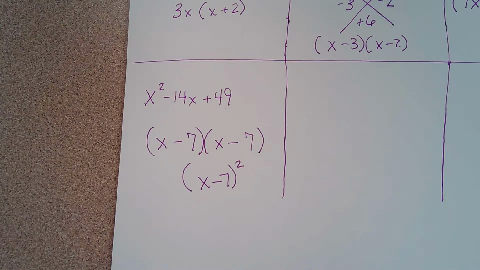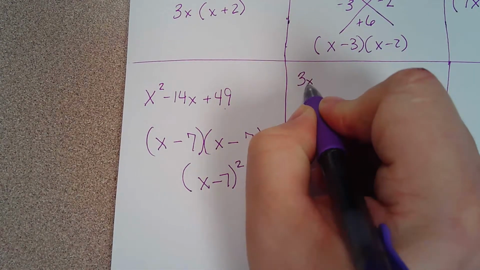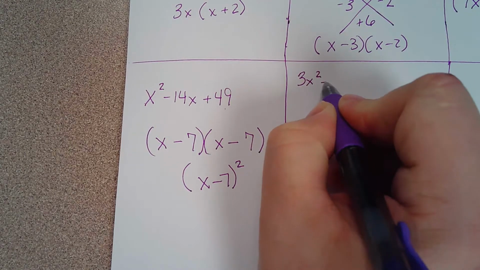All right, before we got to that, though, we did these lovely trinomials that had numbers in front. So 3x squared minus 5x minus 2.